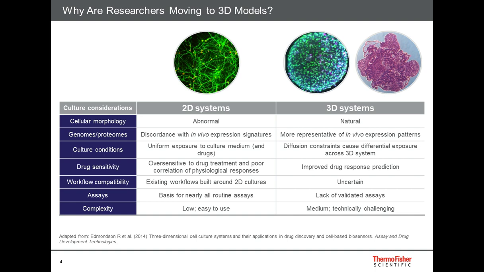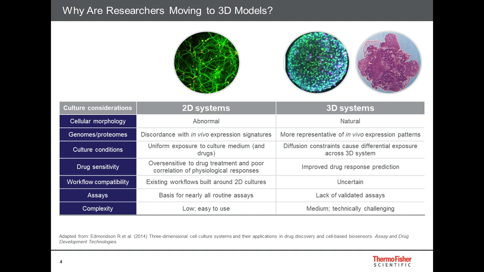Now, if we look at this in more detail, as far as different considerations for these 2 different culture systems, we see that with 3D models, we expect a more natural cell morphology and more representative expression patterns of proteins. Also critically, the diffusion patterns of drugs, growth factors, and things in our culture medium to our cells vary across cells in a 3-dimensional system.